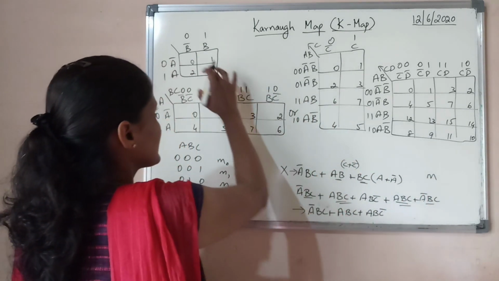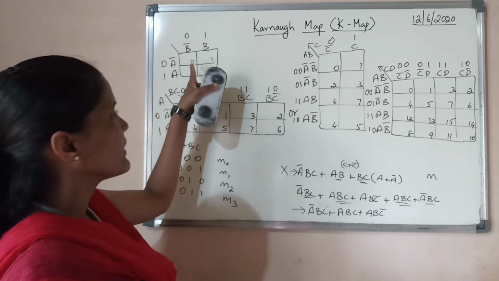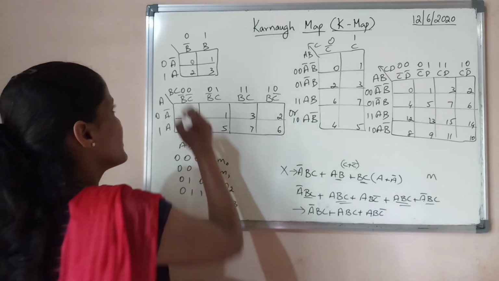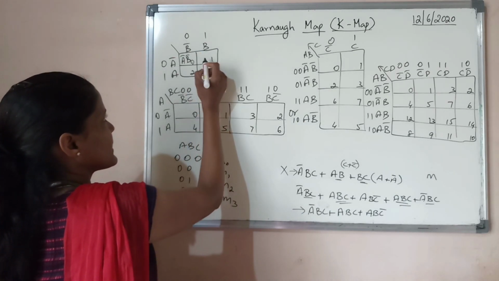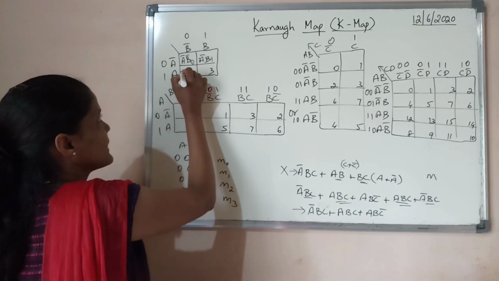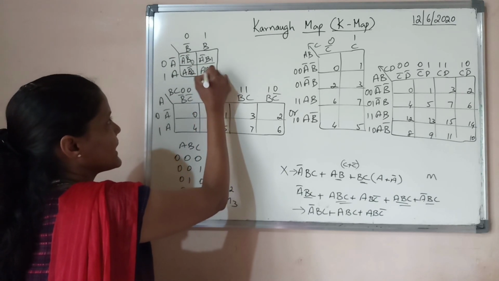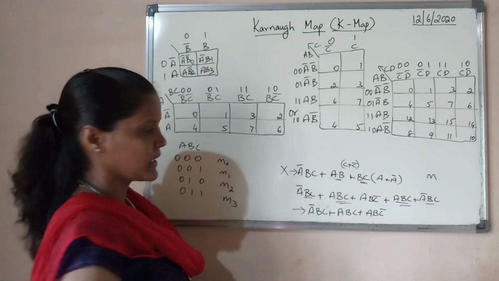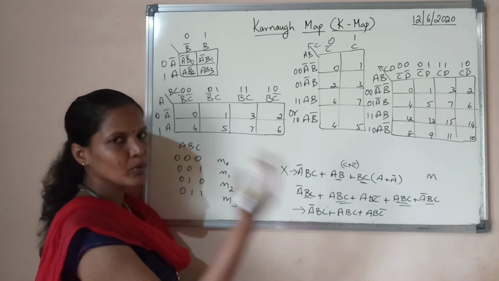So now let us try to write the minterms or the variables inside each of the cells. For this particular cell, A bar, B bar. And for this particular cell, A bar, B. Clear? This is A, B bar, and this is A, B. These are the minterms. We can directly solve looking at the expression, but we will come to that later.